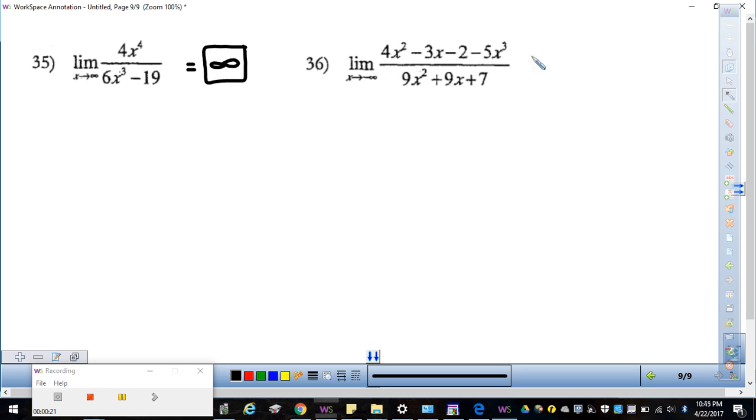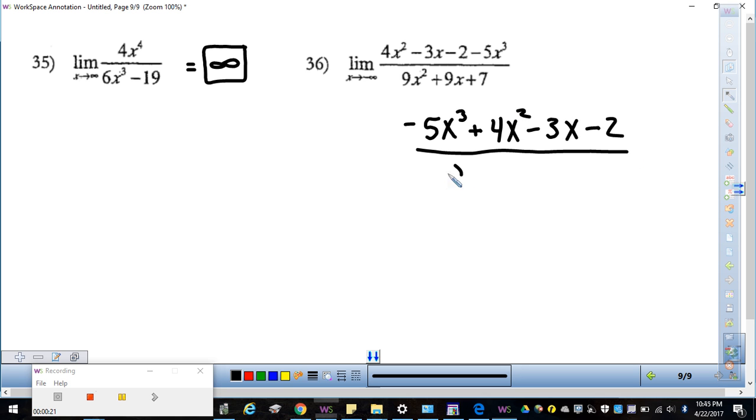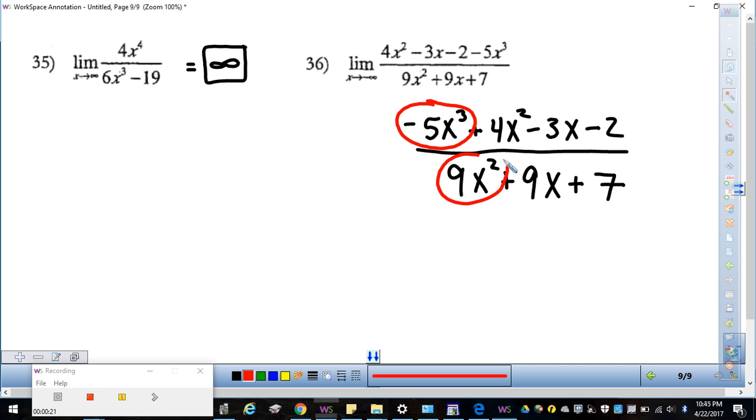On number 36, the leading term, it's not in the correct order, so the negative 5x to the third, we could actually rewrite that so that it's in front. Just going to rewrite the denominator. Okay, limit as x approaches negative infinity. So we want to think about plugging in a really, really small number. We really just want to focus on what's happening with the first term on the top, with the highest exponent, and the first term on the bottom.